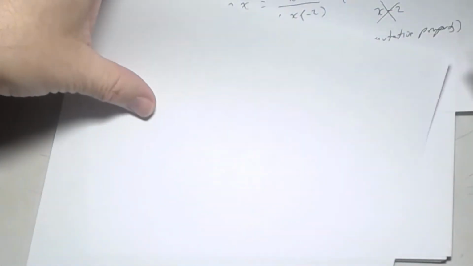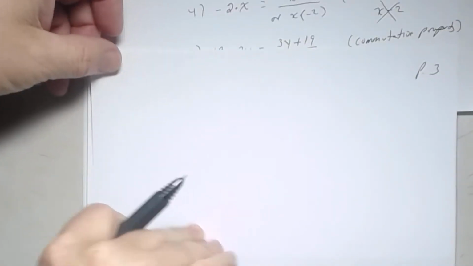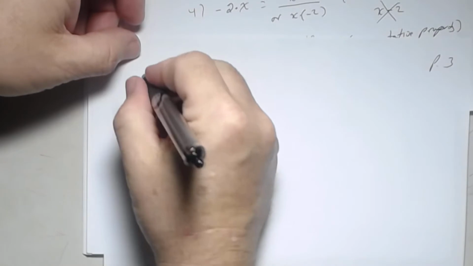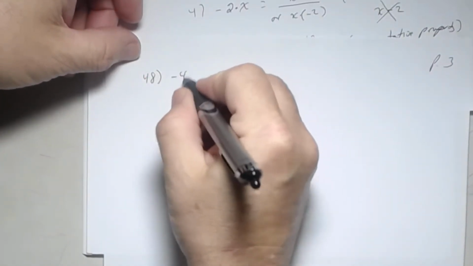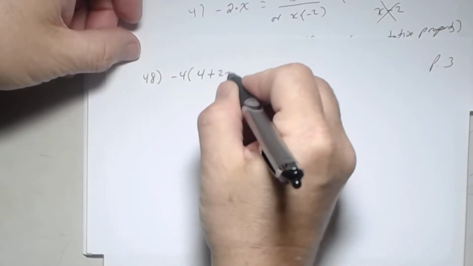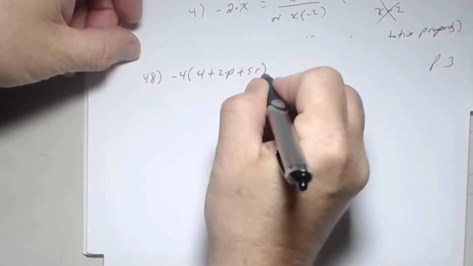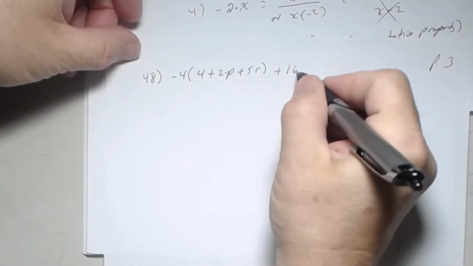All right, let's look at this one. All right, suppose we had, okay, this will be number 48. 48, we have negative 4 times 4 plus 2p plus 5r, and then plus 16. That's what we have.